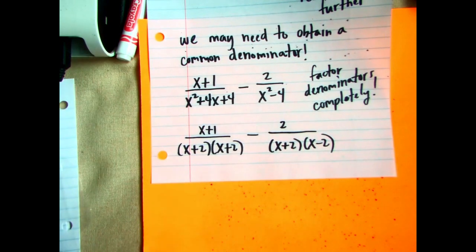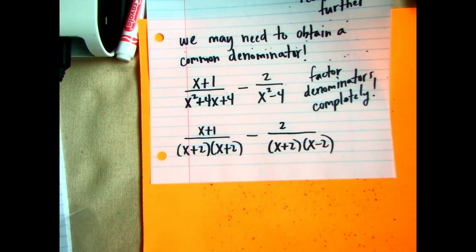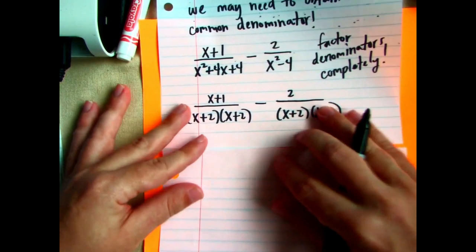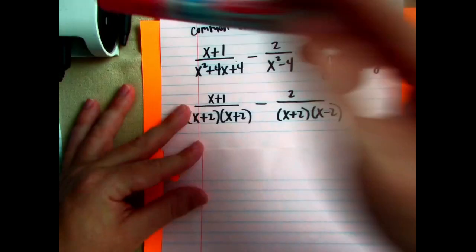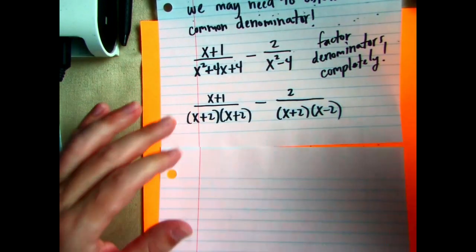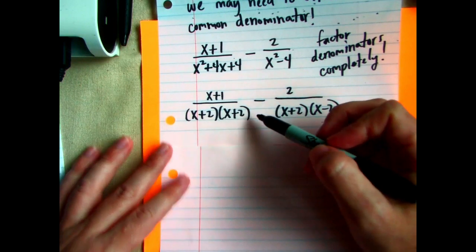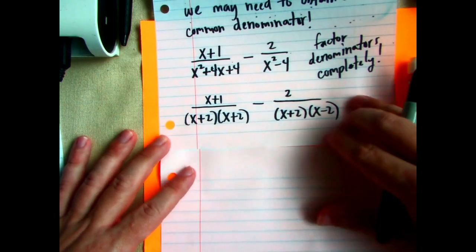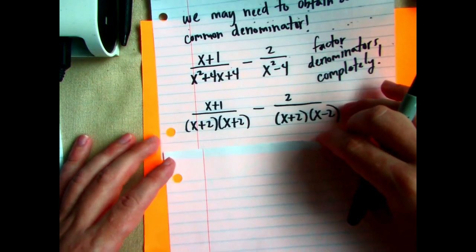At that point, you should kind of see what one denominator is missing that the other one has. The one on the left has two x plus 2's, but it's missing an x minus 2. The one on the right is missing an x plus 2. So that is what we need to add to those denominators.